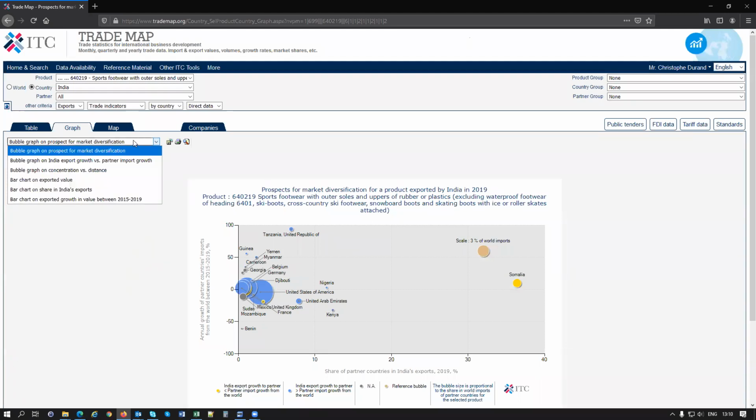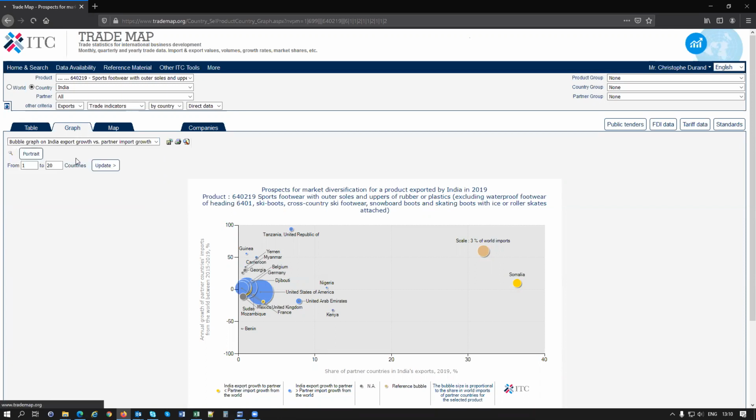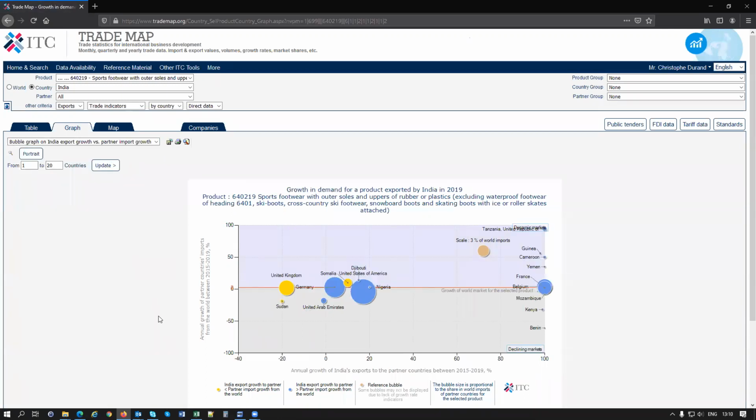And lastly, let me also show you another graph, so you can see that we have plenty of other graphs. What matters for the diversification in exports is the second one, in which I'm going to compare the dynamism of India's offer and the dynamism of the partners' demand. So that's what I'm doing here. On the horizontal axis, I'm plotting the growth of India's exports to the different partner countries over the last 4 years. And on the vertical axis, I'm plotting the dynamism of the demand, meaning the annual growth of the different partner countries' world imports over the last 4 years.